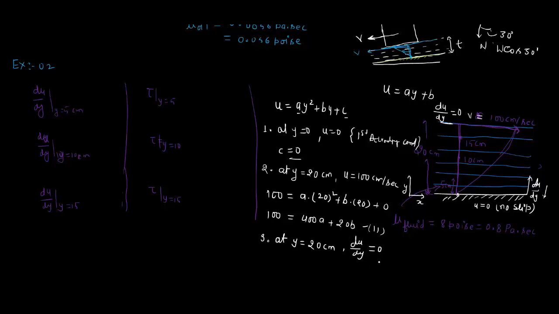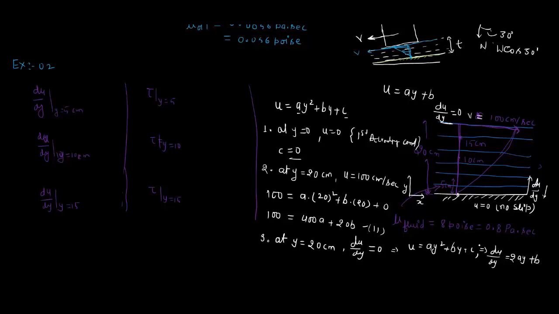Alright, so to calculate du upon dy, we know the equation: u equals ay square plus by plus c. Differentiating u with respect to y, we get du upon dy equals twice of ay plus b, and c will be 0.